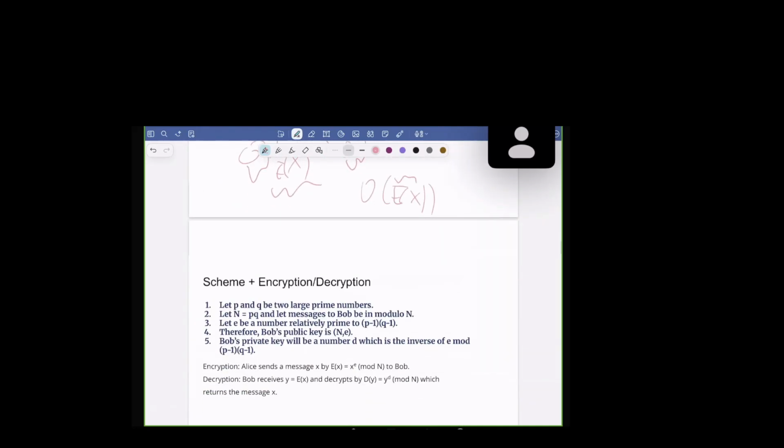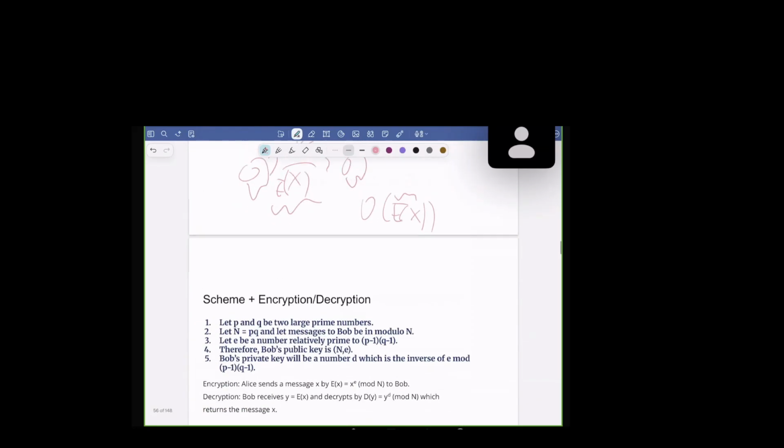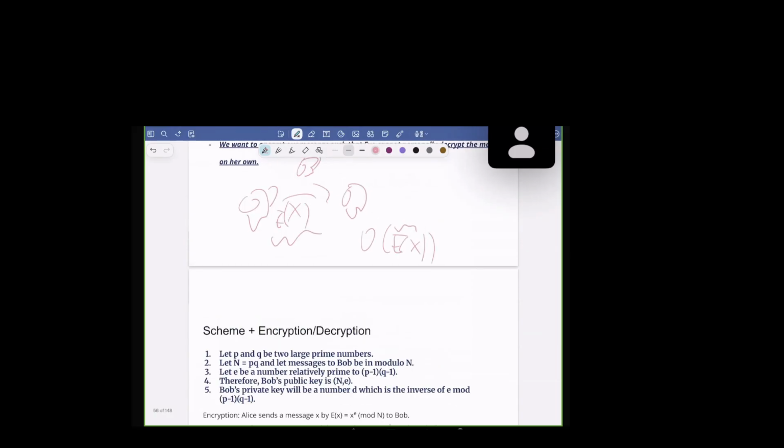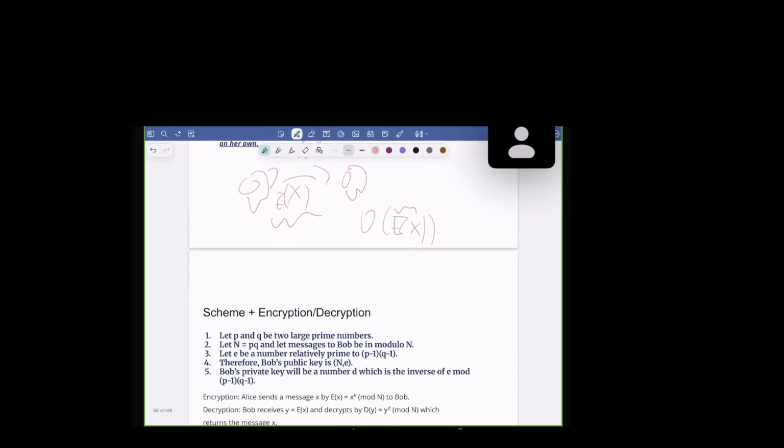So we choose P and Q initially. The assumption is that Bob and Alice choose P and Q independently, and then they're gone. They're no longer using the process, because P and Q are used to make N. N and E are the public keys of Bob.